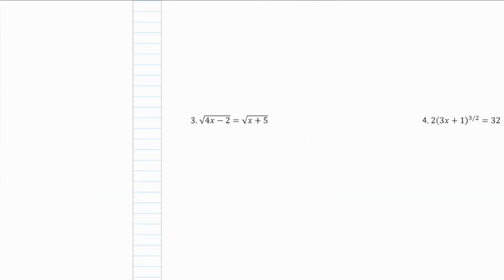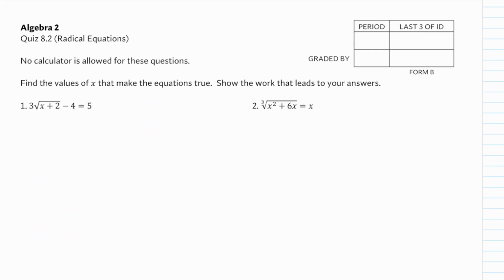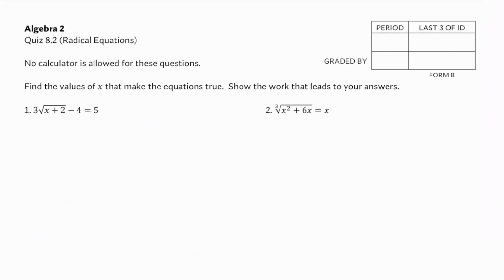Okay. I laid the quizzes out side by side this time. So here we go. We're going to be finding the values of x that make the equation true on form B. Okay, I did form A. It was pretty plain. Just a lot of solving.